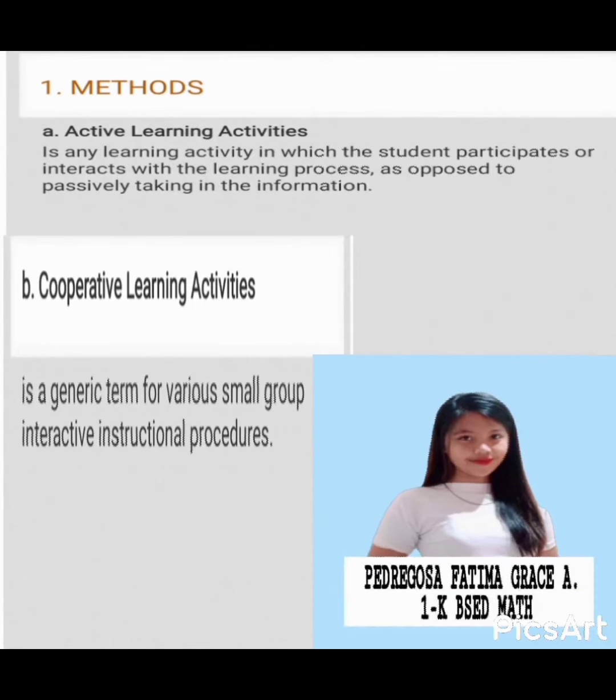First method is active learning activities. It is any learning activity in which the students participate or interact with the learning process, as opposed to passively taking in the information. So as a future educator, we must look at students' capacity for how they are going to get the concept of their topic effectively. So we may think of some activities in which all of our students can actively participate, and easily adopt and get the information through the activities that we give to them.